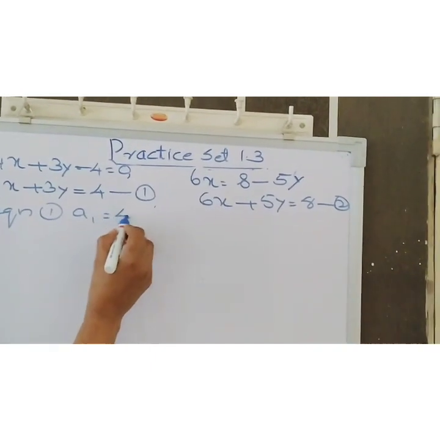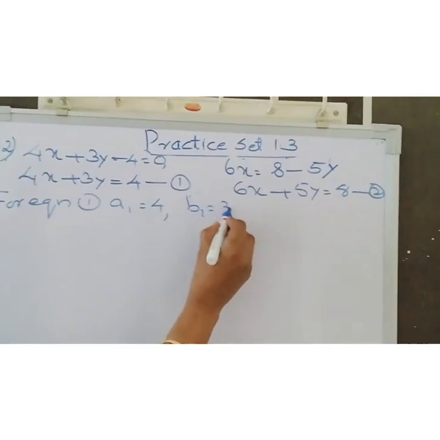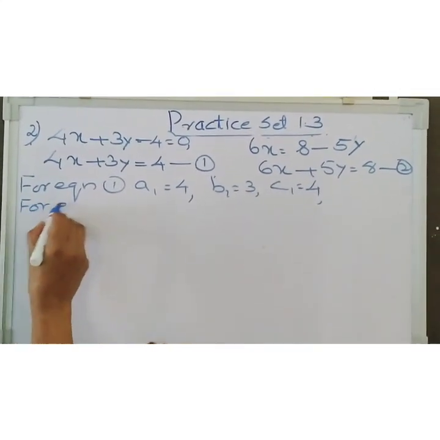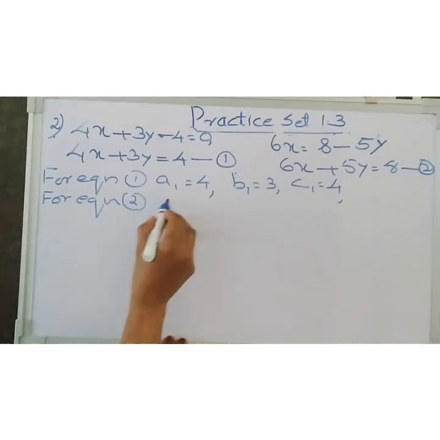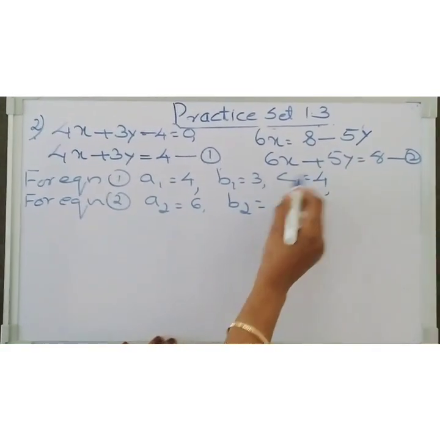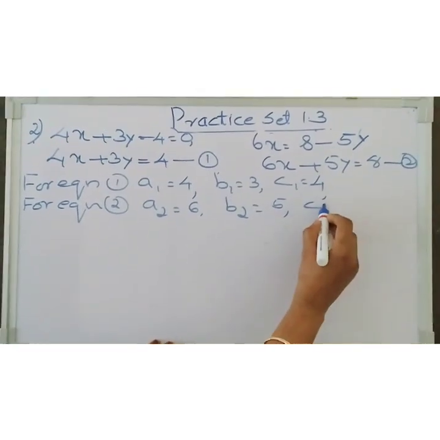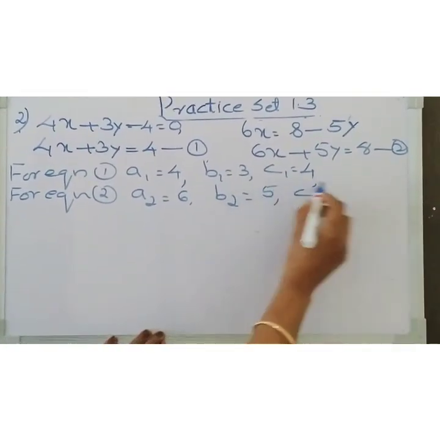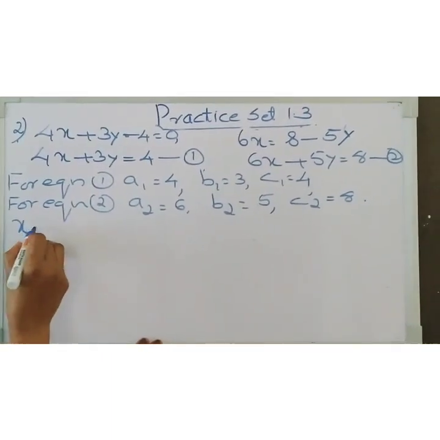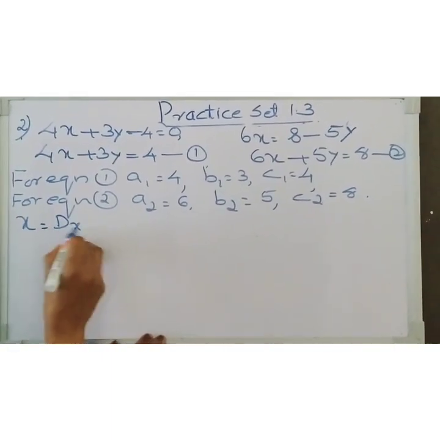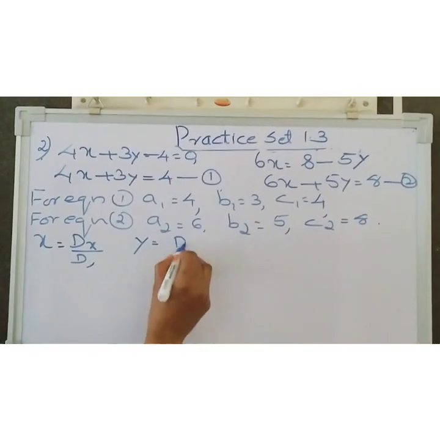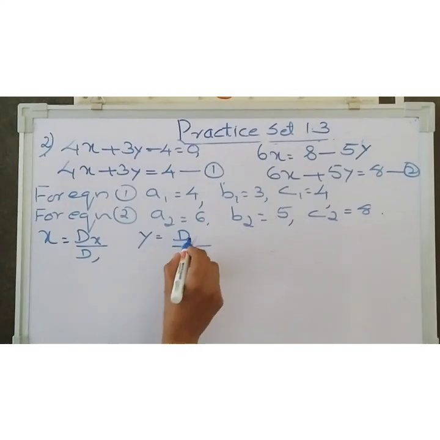Same method. For equation 1, a1 equal to 4, b1 equal to 3, c1 equal to 4. For equation 2, a2 equal to 6, b2 equal to 5, and c2 is equal to 8. For Cramer's rule, x is equal to dx upon d and y equal to dy upon d.